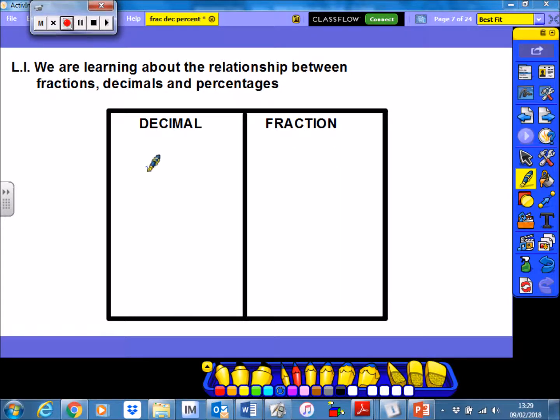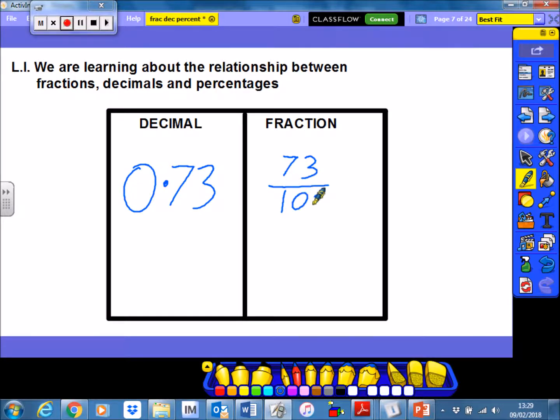Now, what if we take other decimal numbers where we have hundredths in it as well? So if we take 0.73, well, what we would get there is not tenths, but hundredths, because we've not just used the tenths column, we've used the hundredths column as well. So this would be 73 hundredths. So 73 hundredths there.